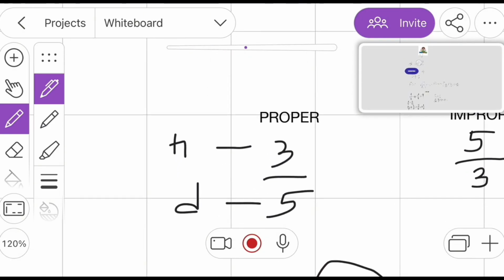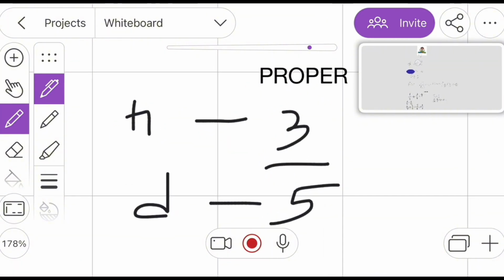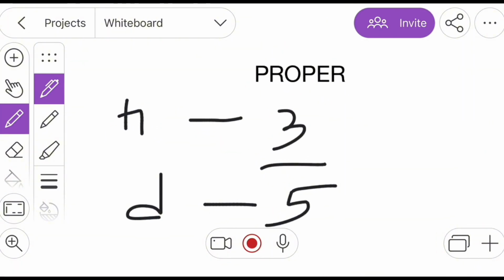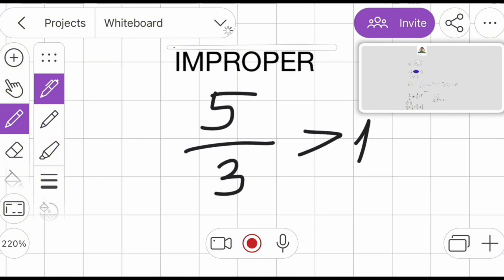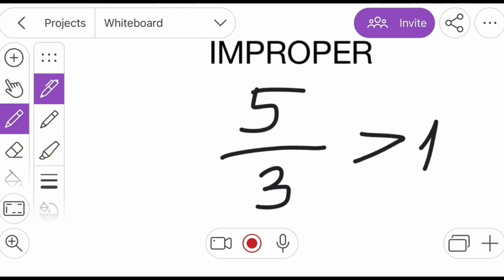There are certain types of fractions that exist. First is a proper fraction, when the numerator is less than the denominator. For example, 3/5. We have one thing that is divided into 5 parts, and we get 3 parts of these whole 5 parts. An improper fraction, on the contrary, is when the numerator is bigger than the denominator.